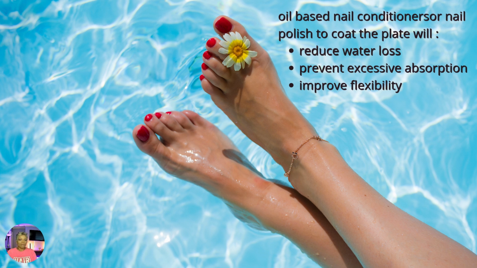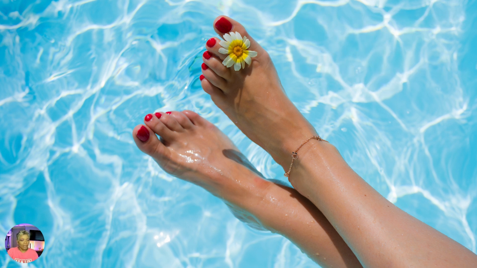All right. So, an oil-based nail conditioner or a nail polish coat to coat that plate will help with that. Okay. So it'll reduce the water loss. It's going to help prevent it from escaping from the nails. It's going to improve that flexibility. So you can go to different nail stores and buy nail conditioners, or you can buy nail polishes or top coats that can coat the plate. That's going to help with that water loss in the nails. Like I said, you can look at the nails and you can tell if they have water loss.